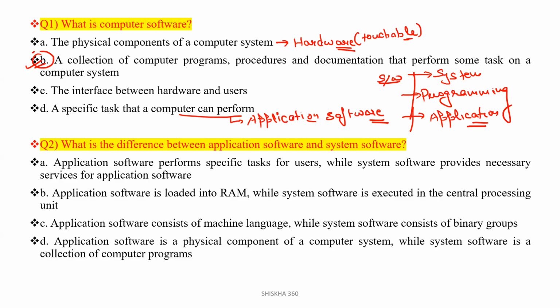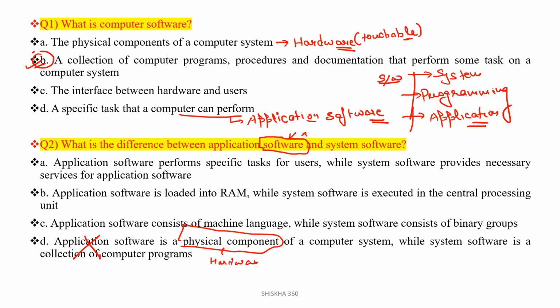When the options are so lengthy and we are not able to identify the correct answer, we have to go point by point. Is software a physical, hardware part or not? It is not hardware. In option D, application software is described as a physical, touchable component like a hardware part, so this option is totally wrong. So here we have to attempt step by step.